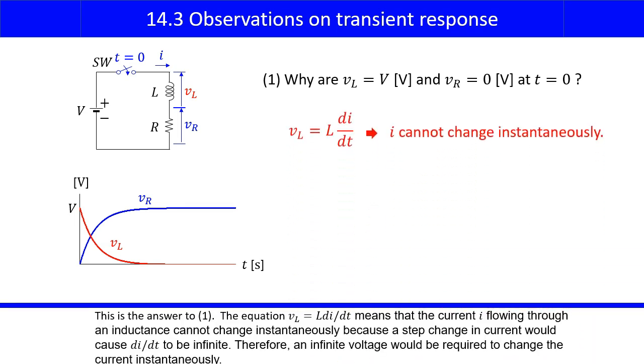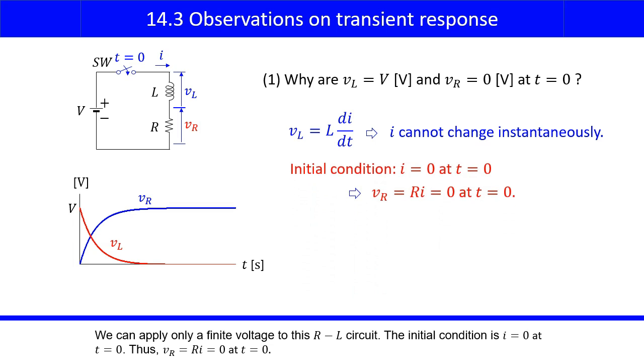This is the answer to the first question. The equation VL equals L di dt means that the current i flowing through an inductance cannot change instantaneously. Because a step change in current would cause di dt to be infinite. Therefore, an infinite voltage would be required to change the current instantaneously.